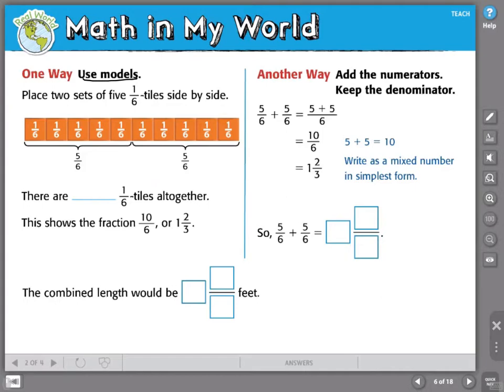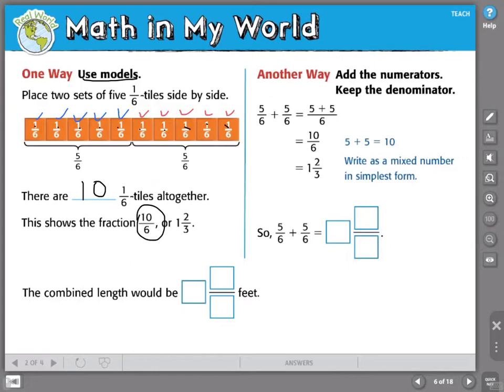So here's my first set. 1, 2, 3, 4, 5. And my second set. 1, 2, 3, 4, 5. How many do we have altogether? 1, 2, 3, 4, 5, 6, 7, 8, 9, 10. There are 10 1/6 tiles altogether. This fraction shows 10/6 or 1 2/3.